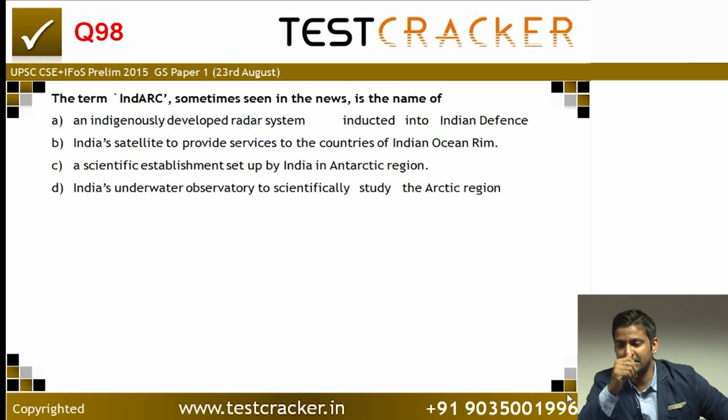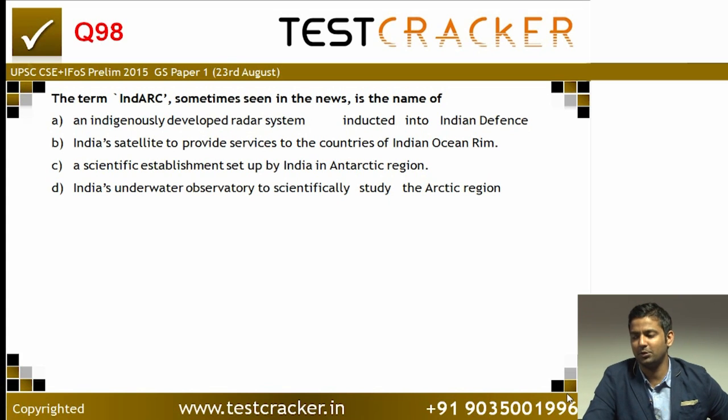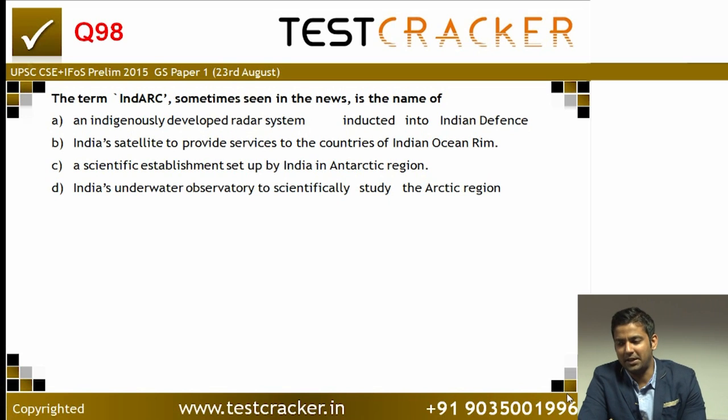Now statement C is scientific establishment set up by India in Antarctic region. Statement D is India's underwater observatory to scientifically study the Arctic region. Clearly both Arctic and Antarctic are mentioned. One of these may be the answer. Also look at the name, INDARC, ARC. Antarctic won't qualify, as in you can't substitute ARC for Antarctic, you can substitute it for Arctic, right? So if you have to take a call, you can take it like this.